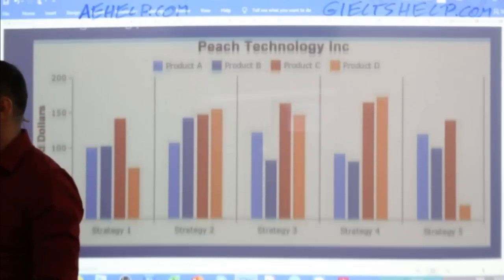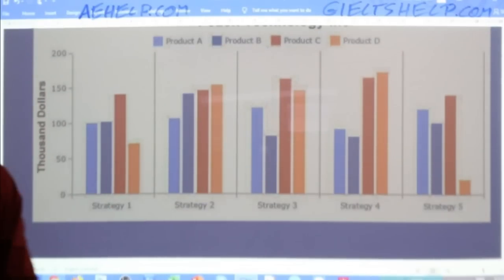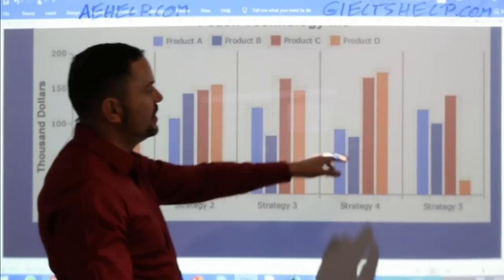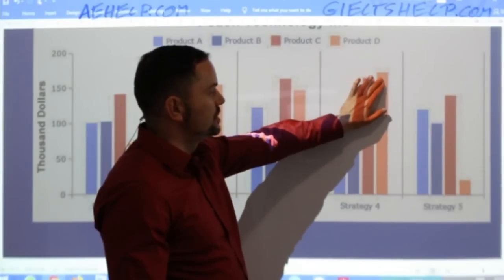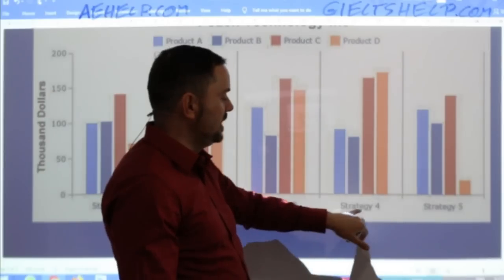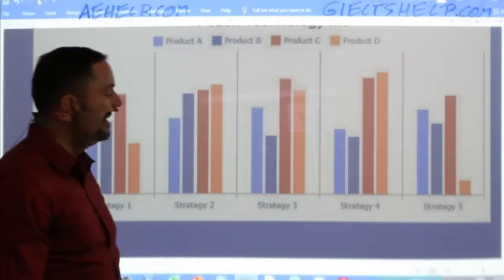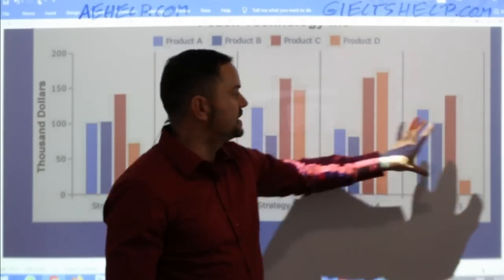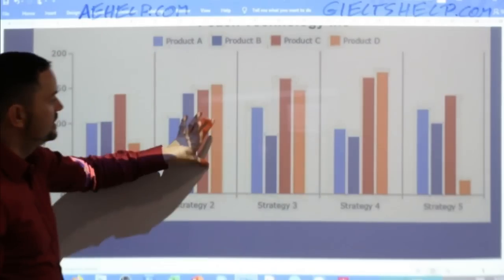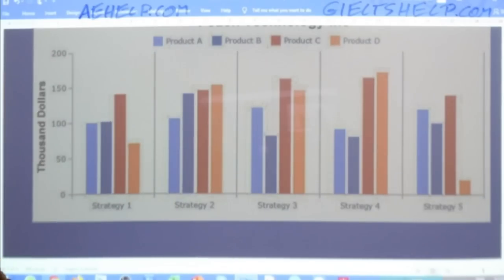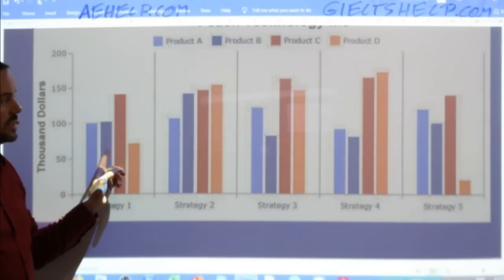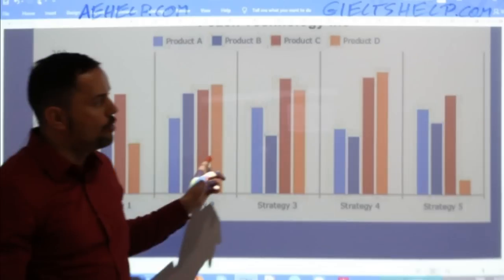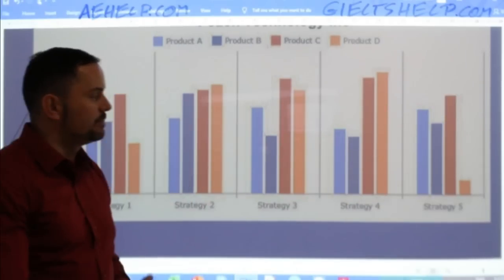I took a closer look at these bars and I noticed that, yeah, okay, the highest individual sale of a product is D in strategy 4, but if I add up the sales of product C in all 5 strategies, we can notice that it's actually the highest overall selling product.